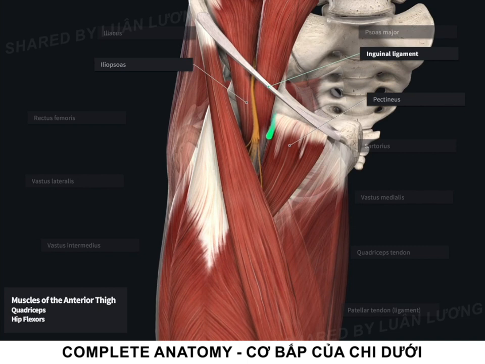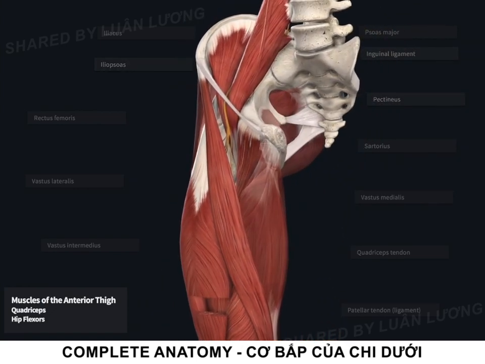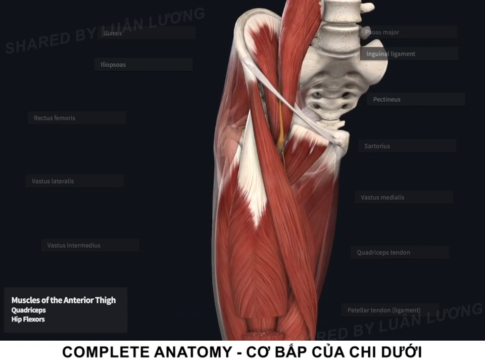Medial to the iliopsoas, I can see the small medially located pectineus muscle, which is also often categorized as a medial compartment of the thigh muscle because it shares dual innervation, meaning it gets a nerve from the anterior thigh and a nerve from the medial thigh to help it work.